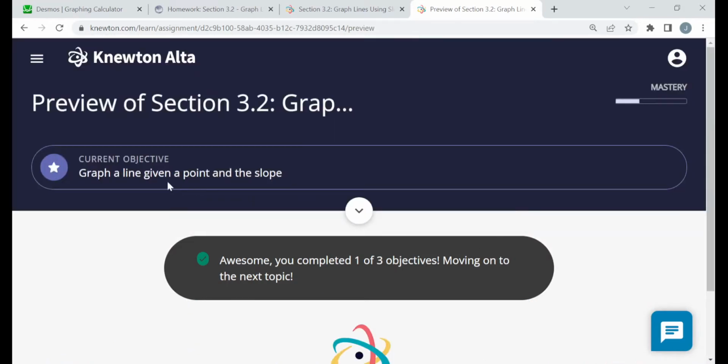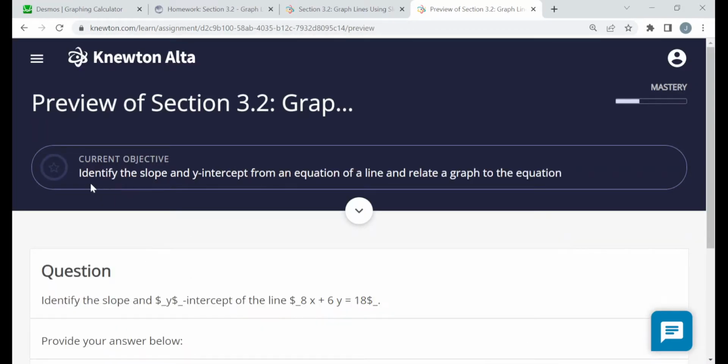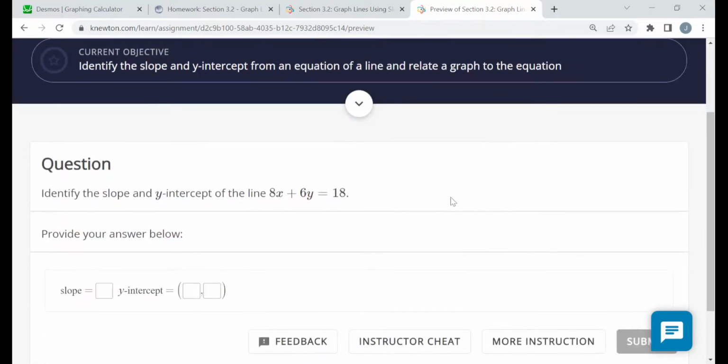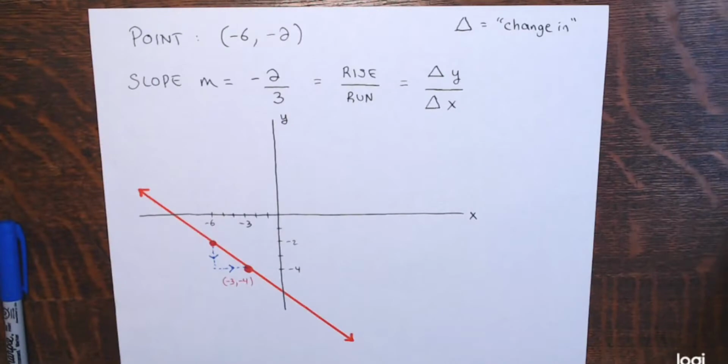All right, so the next question is on the objective, identify the slope and y-intercept from an equation of a line and relate a graph to the equation. Here we're asked to identify the slope and y-intercept of the line. Here's an equation with x and y, 8x to the first plus 6y to the first equals 18. This is actually in that standard form for the equation of a line, which I'll talk about here.